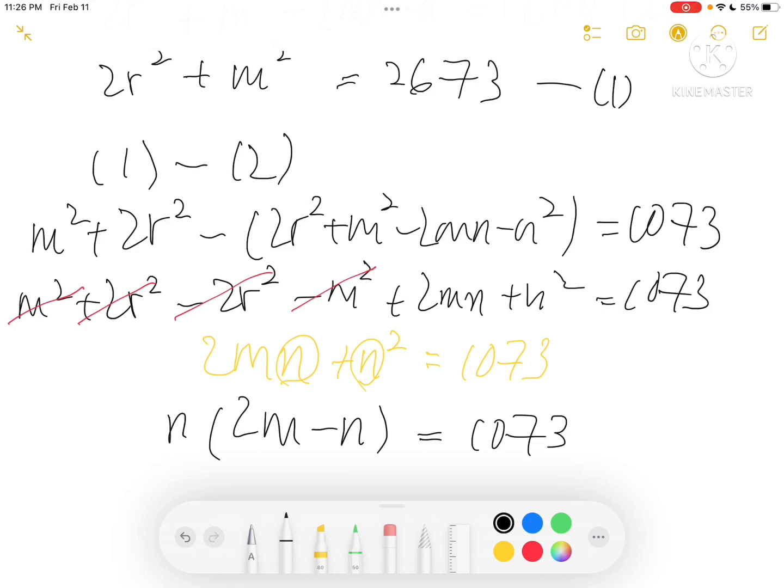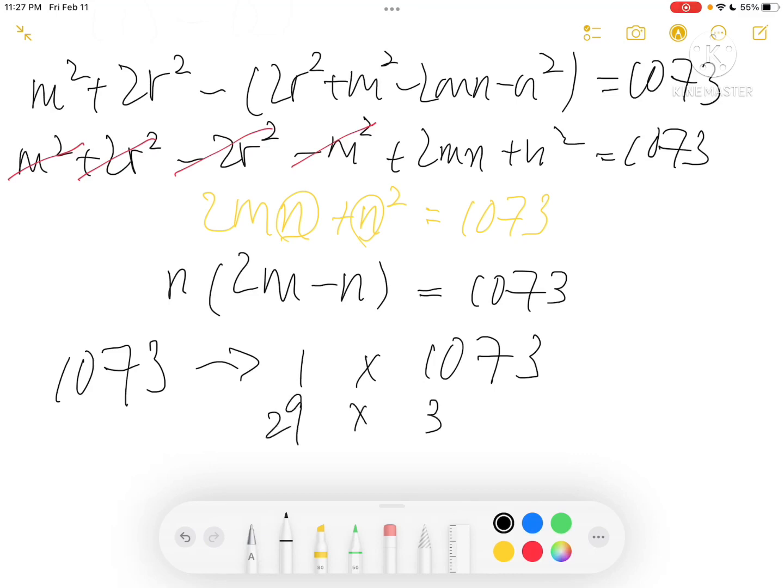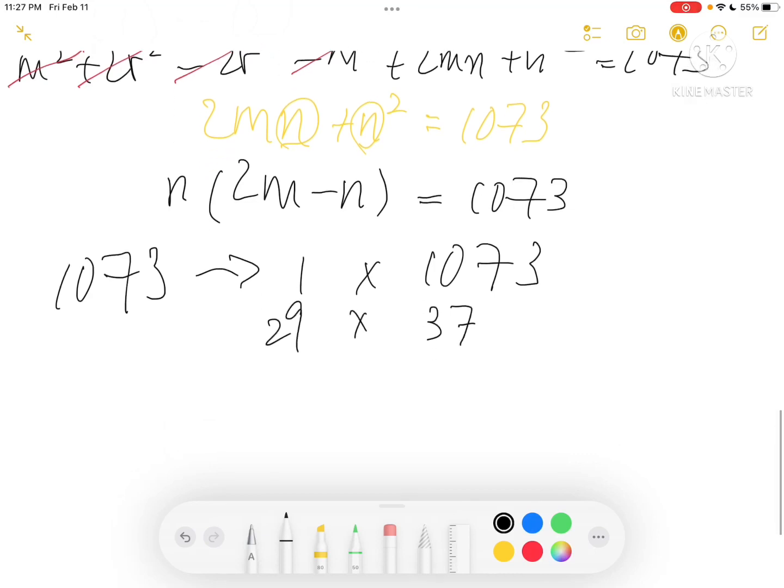While this equation might seem daunting and you might be overwhelmed because there's no way you can factor this, we can actually use a trick. Let's find the factors of 1,073. There's 1 times 1,073. But if you do enough trial and error, or if you happen to memorize it, it's 29 times 37. So we know that n times (2m minus n) is equal to 1,073.